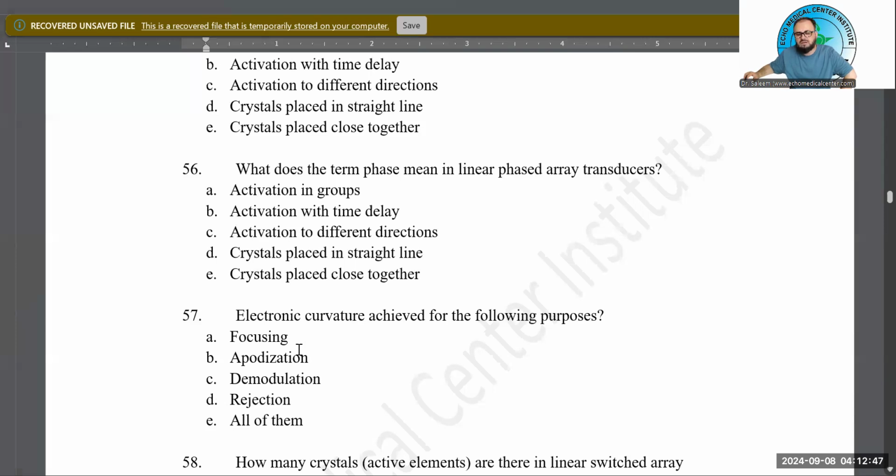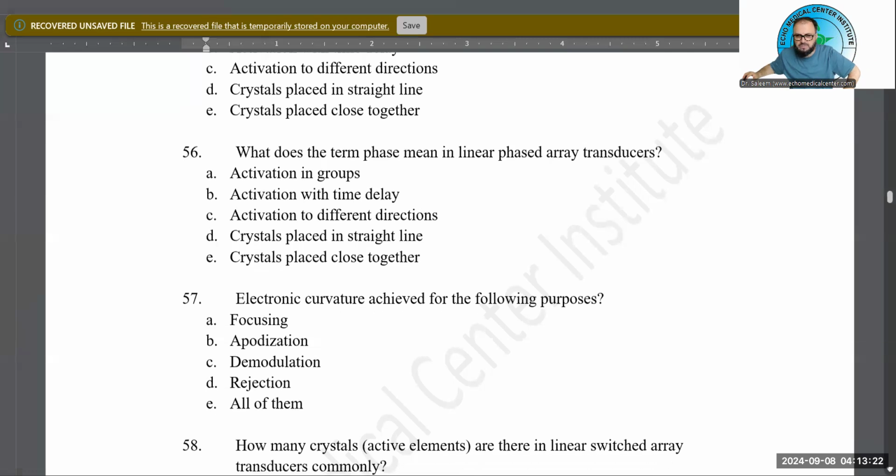What do you think? It's a simple question. Come on, easy. Yes, that is correct. The electronic curvature is actually telling us where your focal point is. So focusing is that. If the curvature is wider, it means your focal point is really deep. You move the focal point to a deeper depth. But if you bring the focal point more superficial, that activation becomes tighter, the curvature becomes tighter. Correct answer. A was the correct answer.